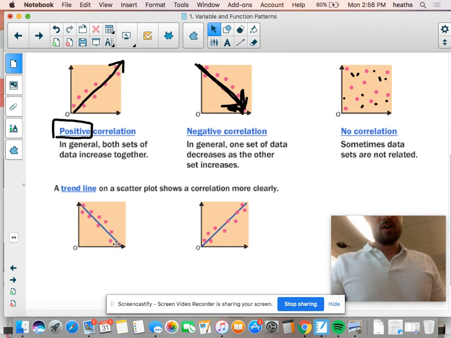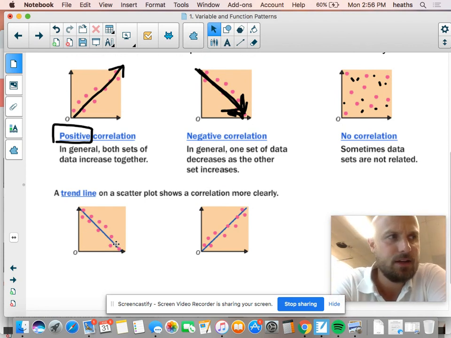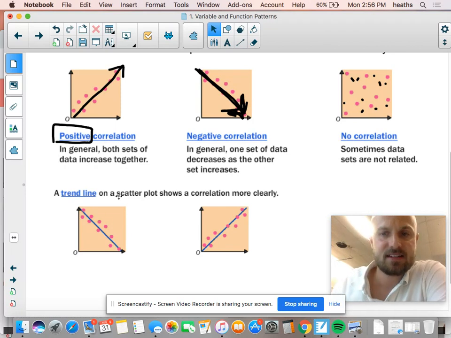As we move along, I'm going to have you guys create your own scatter plots. We'll do them together as a class on certain situations, but hopefully we at least understand the basics of a scatter plot.